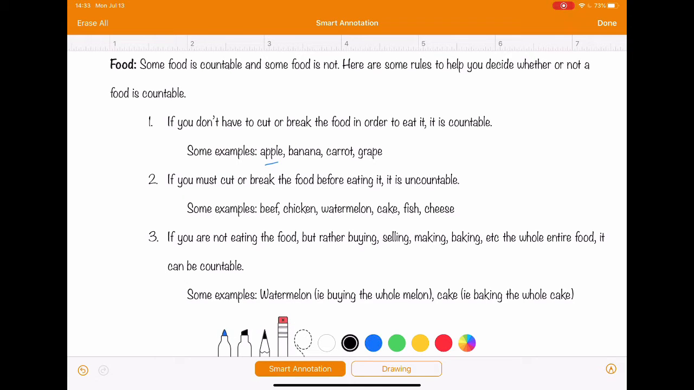So I would say I ate an apple for lunch.